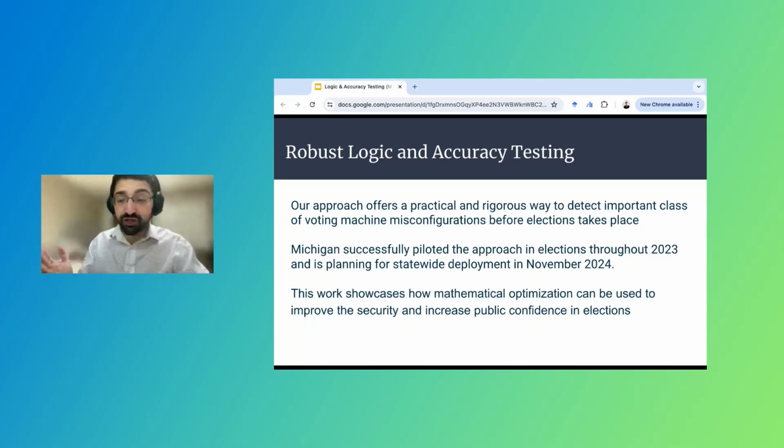In particular, our approach just requires a simple modification to what states are already doing in their testing. Michigan has successfully piloted it and is planning on deploying it statewide. And I hope, now speaking about my area of research, that this work showcases how techniques from my field of operations research and mathematical optimization can be used to improve the security and increase public confidence in elections.